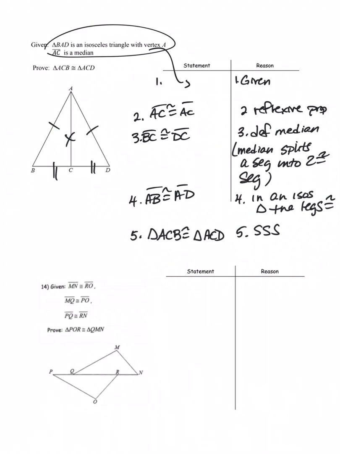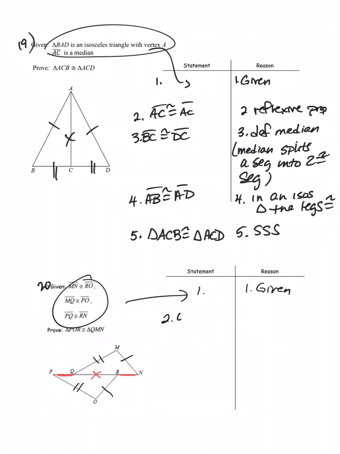Number 20. So we have MN, RO. Then we have this MQ, PO. And we have this little piece congruent to this little piece, so we're going to end up using addition because we're going to need those wholes. So first you put the givens.